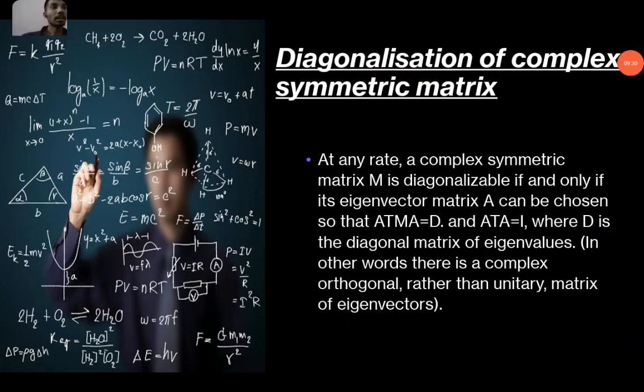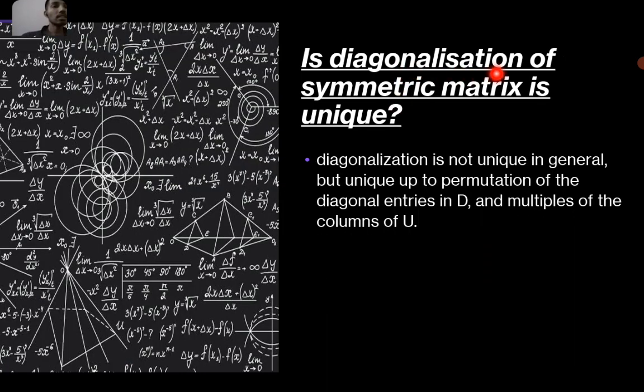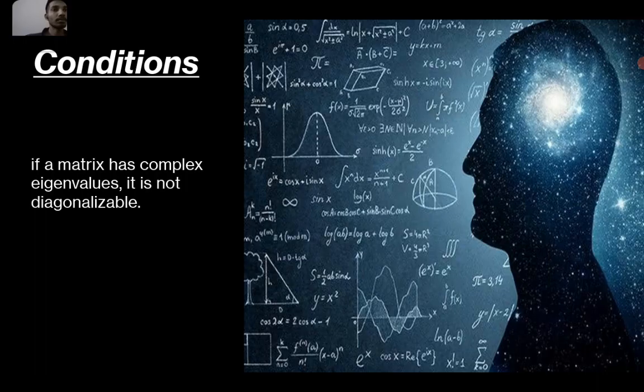Diagonalization of complex symmetric matrix. A complex symmetric matrix M is diagonalizable if and only if its eigenvector matrix A can be chosen so that A transpose MA equal to D and A transpose A equal to I, where D is the diagonal matrix of eigenvalues. In other words, there is a complex orthogonal, rather than unitary, matrix of eigenvectors. Diagonalization is not unique in general, but unique up to permutation of the diagonal entries in D and multiples of the columns of U.